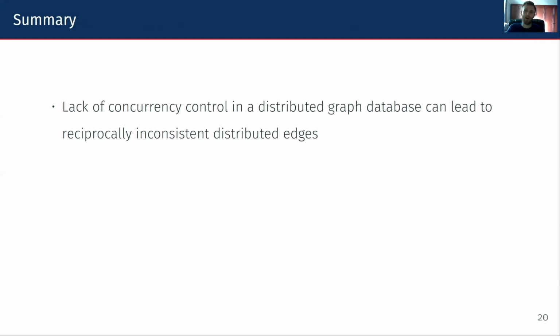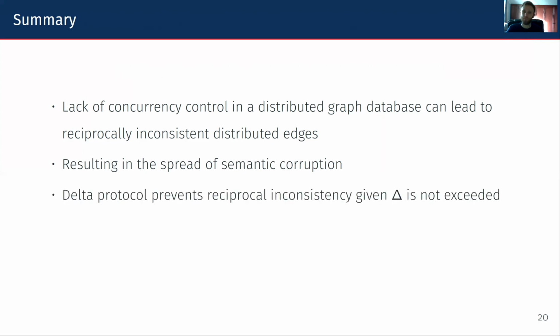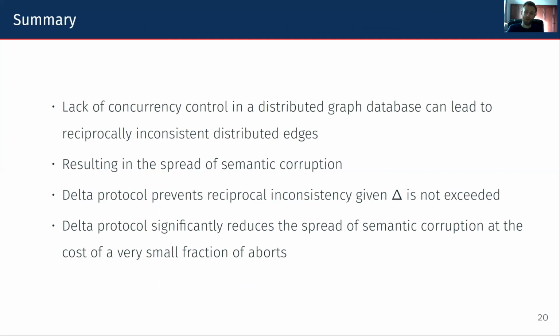To summarize, a lack of concurrency control in distributed graph databases can lead to reciprocally inconsistent distributed edges. This can then result in the spread of semantic corruption. The delta protocol prevents reciprocal inconsistency given some value delta is not exceeded. The delta protocol significantly reduces the spread of semantic corruption to the point where it's no longer a concern at the cost of a very small fraction of aborts.